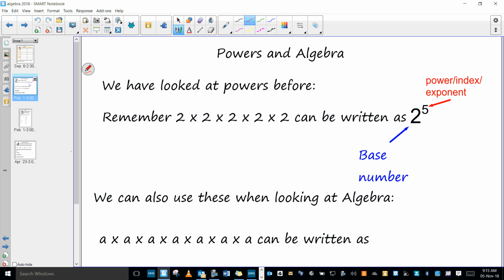So we'll know now that if something has a base of 2, that means that the big number is a 2. And this 5 is called either a power, or an index, or an exponent. So you've got 3 different ways of describing that number.